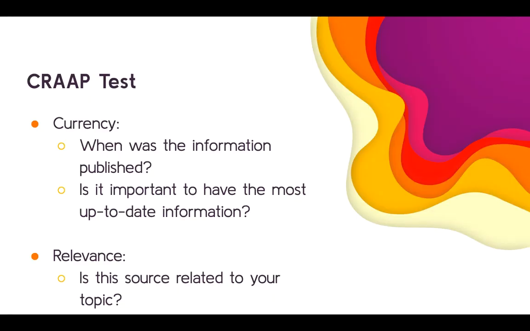So CRAP, currency. Is it important for you to have the most up-to-date information? If so, you definitely want to look at when it was published. Relevance. Does it relate to your topic? I had somebody who did a research assignment on German Shepherds, which I think they're just so cute. I love them. Anyway, German Shepherds. So if she found a source in her research that was on Chihuahuas, probably not going to be related to her research topic since we just need one source. So that would not have been a relevant source for her.